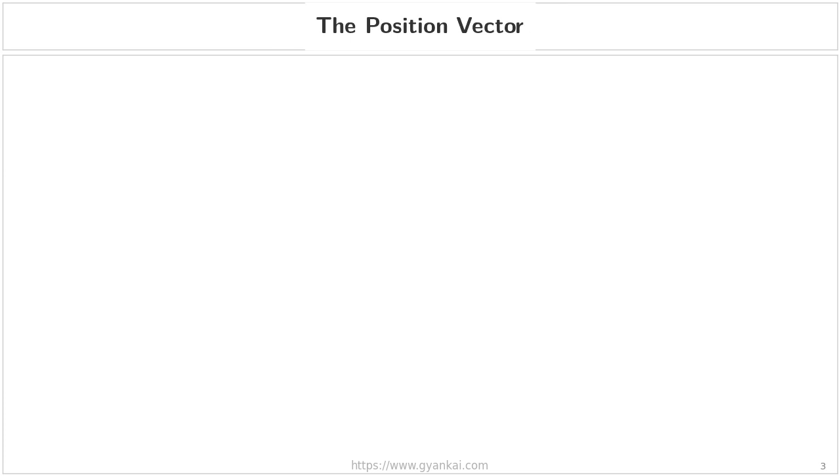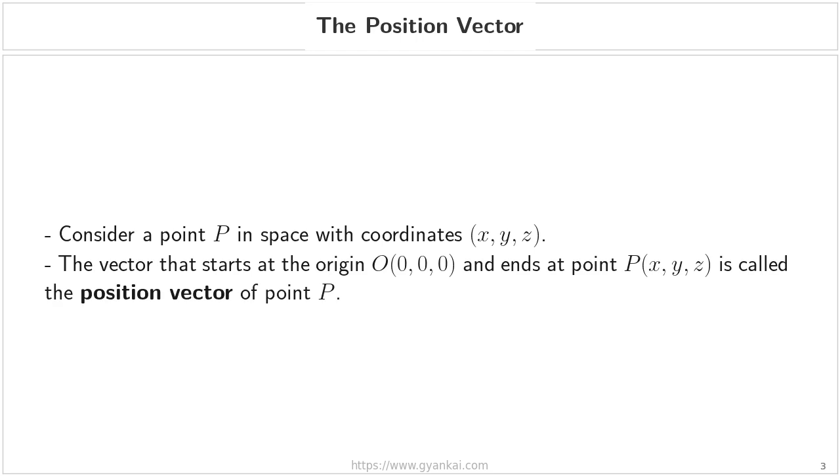The position vector. First, let's consider a point, which we'll call P, located somewhere in our three-dimensional space. To locate this point precisely, we use its coordinates, which are x, y, and z. Now, here is the key concept.